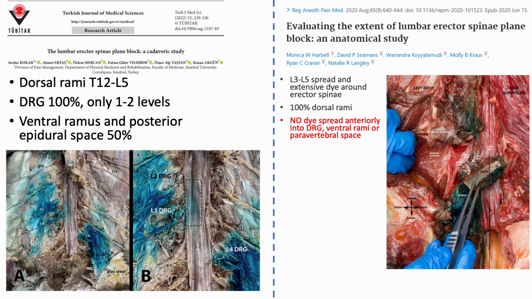Contrastingly, in the study by Harbel et al., a block performed at the level of L4 lumbar ESP showed that there was spread to L3 to L5 and extensive dye around the erector spinae. 100% of the dorsal rami was involved, similar to the previous cadaveric study, but there was no dye spread anteriorly into the dorsal root ganglia, ventral rami, or the paravertebral space.